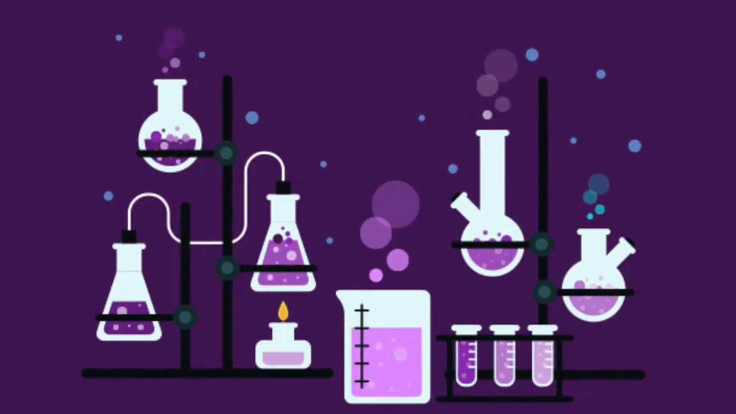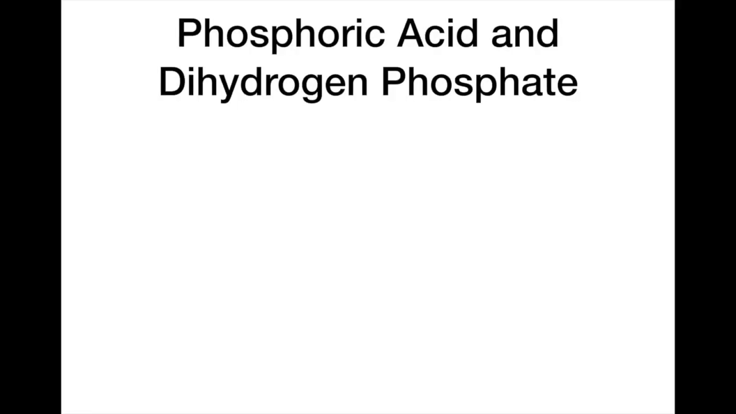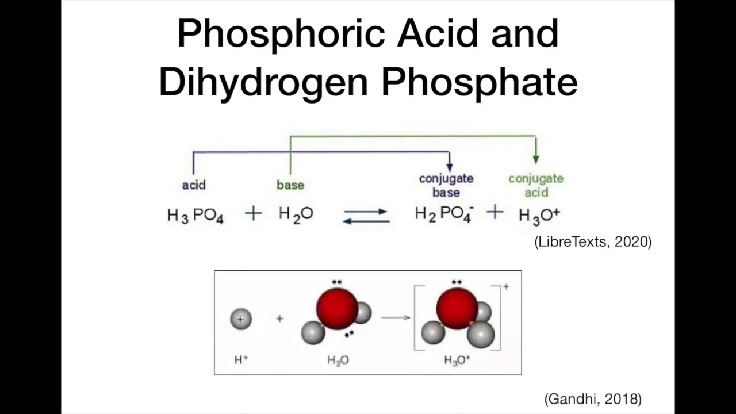Now let's dive into the chemistry aspect of this buffer system. When placed in water, the buffer undergoes the following equilibrium reaction. Phosphoric acid and water are in equilibrium with hydronium ion and dihydrogen phosphate with little dissociation. The H3O+ is included because the dissociation of phosphoric acid will produce dihydrogen phosphate and hydrogen ion. The hydrogen ion is immediately attracted to the water molecule, forming hydronium ion.